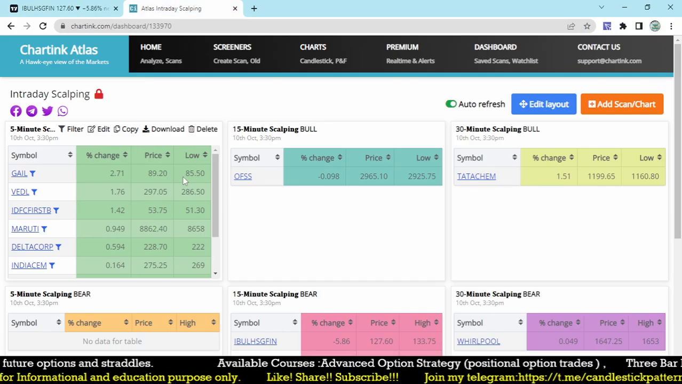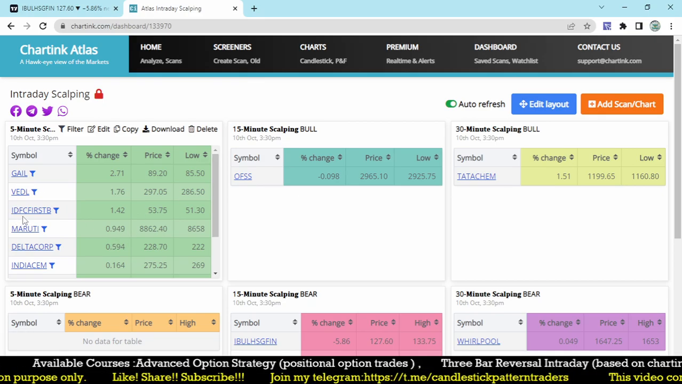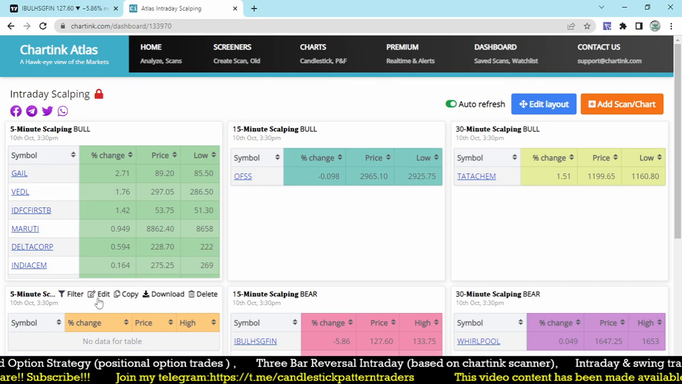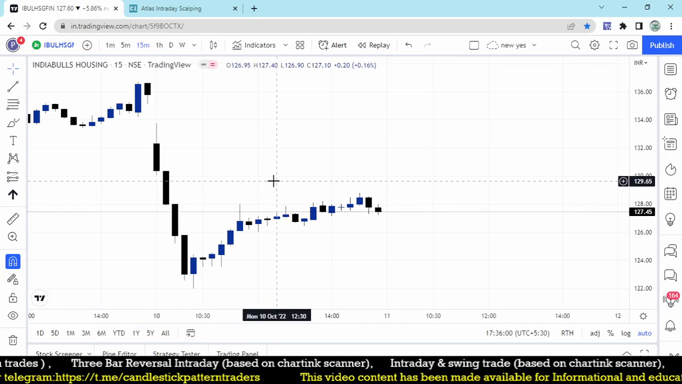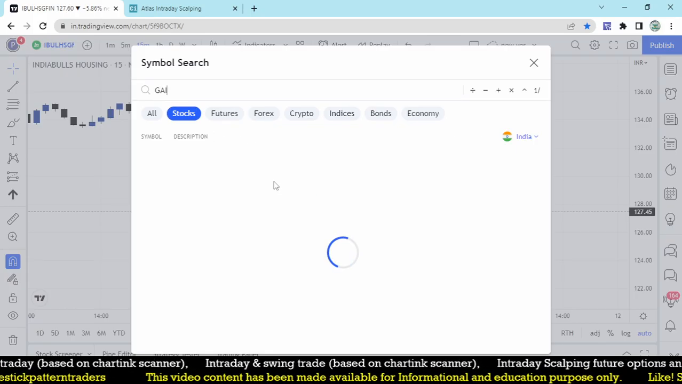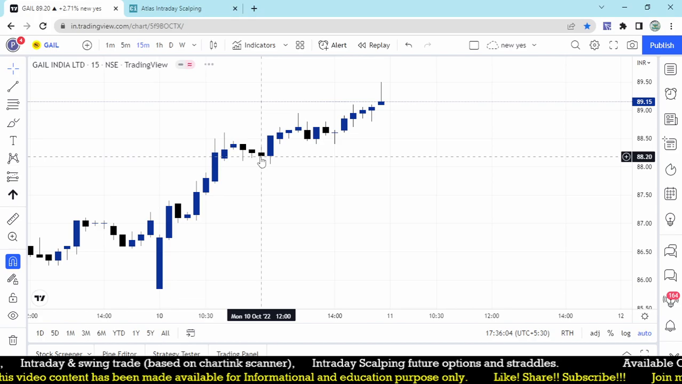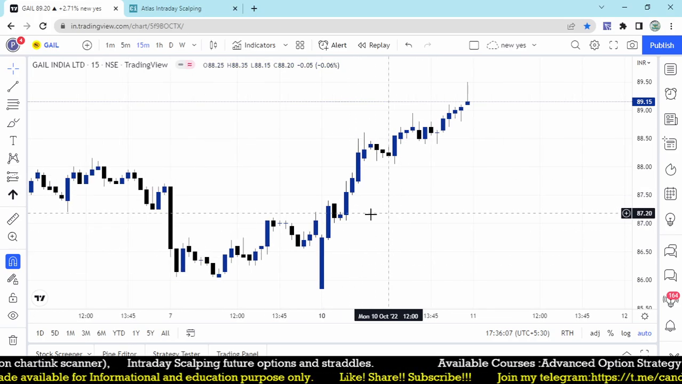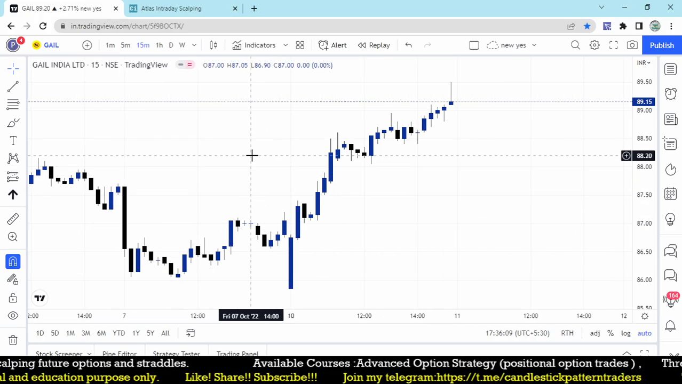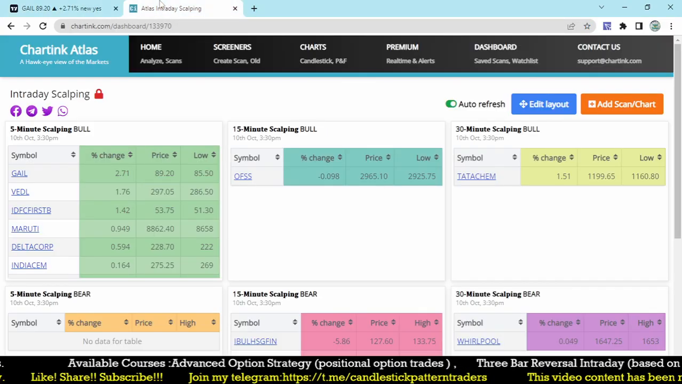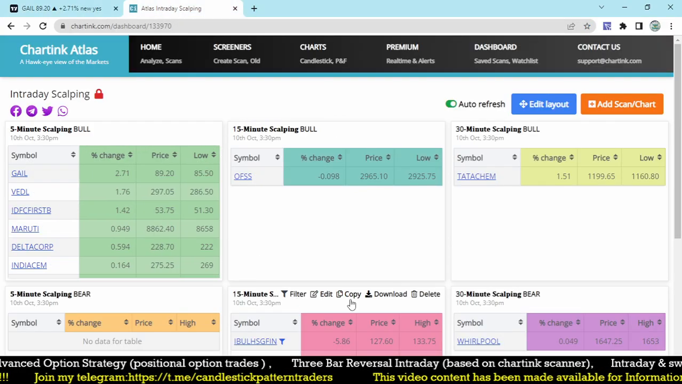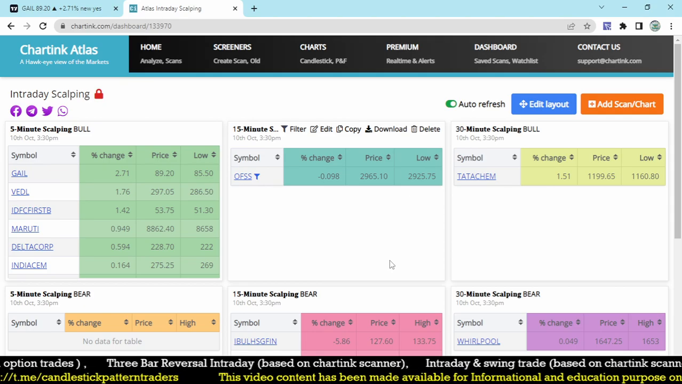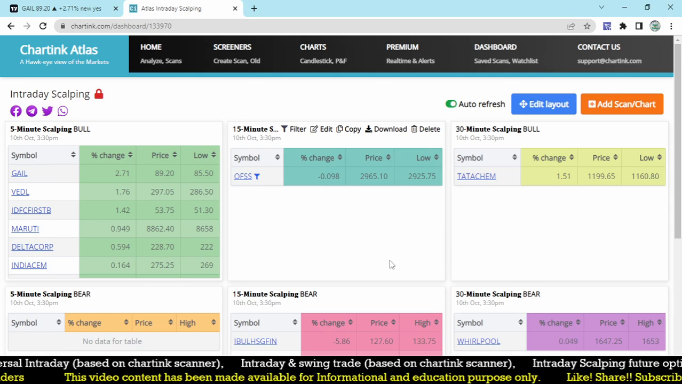I hope you know GAIL, VDL, IDFC. Today IDFC Bank has performed well. The concept is the same. GAIL also performed well, but when I checked GAIL in the morning, the option is illiquid. So on a 5 minute time frame, where this scanner works, it is about 5 minutes, and on 15 minutes we got only one stock, around OFS. It was not liquid.